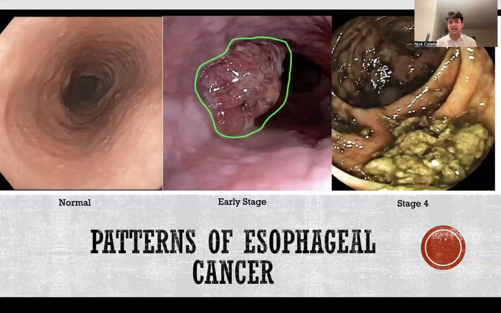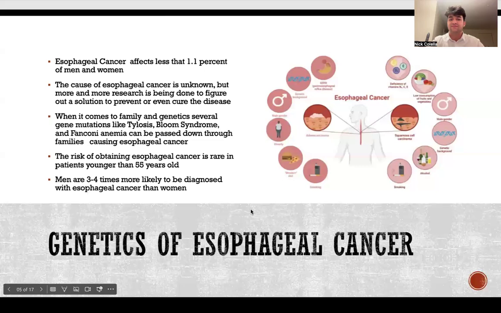Patterns of esophageal cancer. Looking from left to right, on the left is what a normal esophagus looks like. In the middle is an early stage of esophageal cancer, normally around stage 2. And at stage 4, you can see how the tumors begin to grow. There's a lot of black tar-like substance. This is stage 4 esophageal cancer.